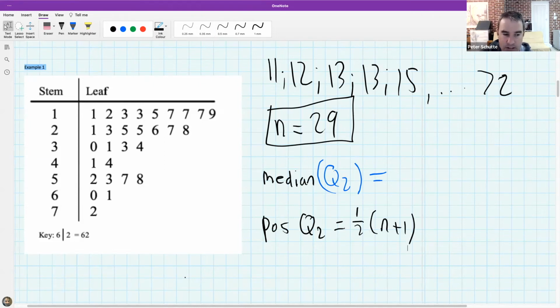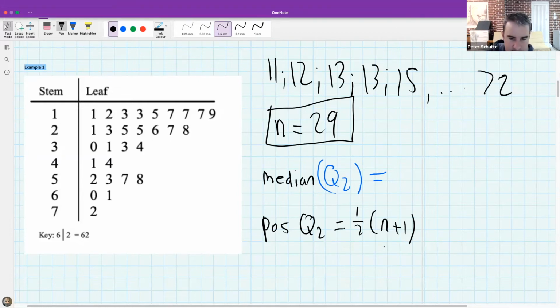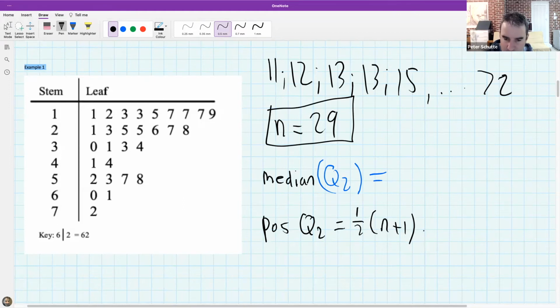So be careful. There's a difference between the position and the value of the data item. As we go to this data set, we know there are 29 items. If you find its position, that's one thing, but then you still need to find the actual item, or the value of the item. So we go a half times 29 plus 1, which gives us a half times 30, which is 15. Now, that is not the value. That's the position.